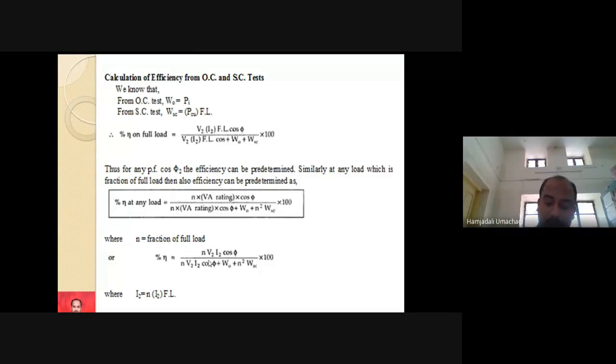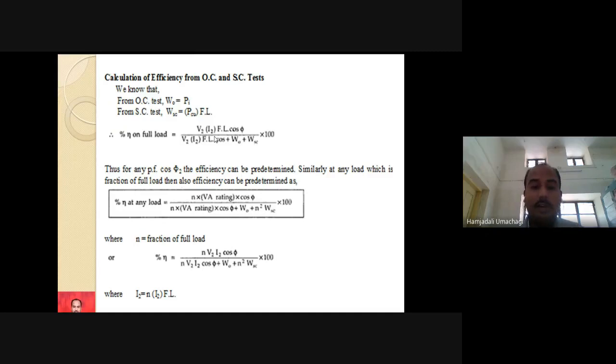Yes, sir. This concept, is it clear how we are going to calculate efficiency? Efficiency is nothing but output by input. Output means kVA rating into cos phi. kVA means volt into ampere, that is V2 into I2. That too for full load means n value is 1 here.